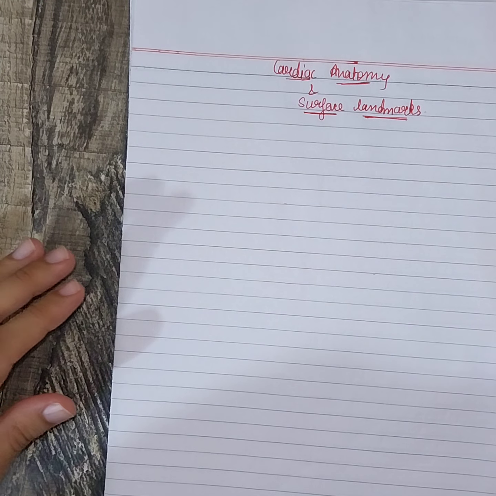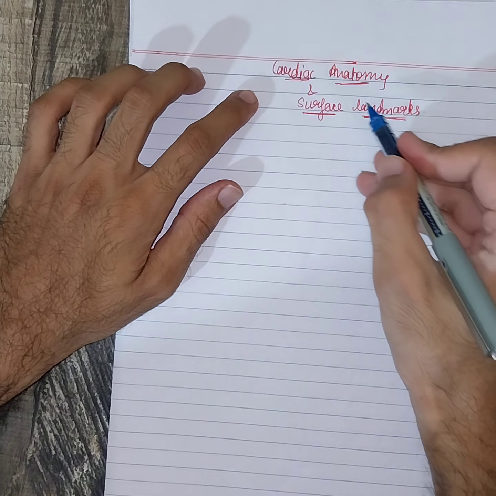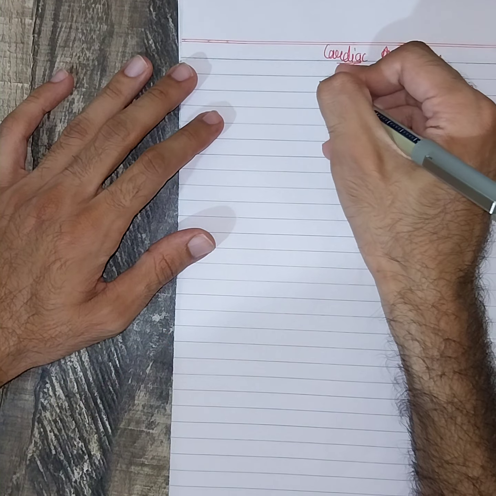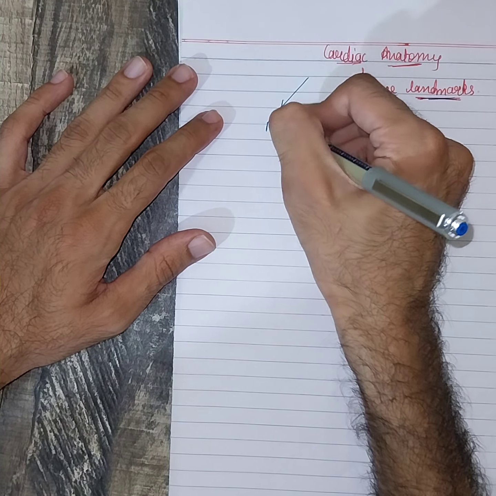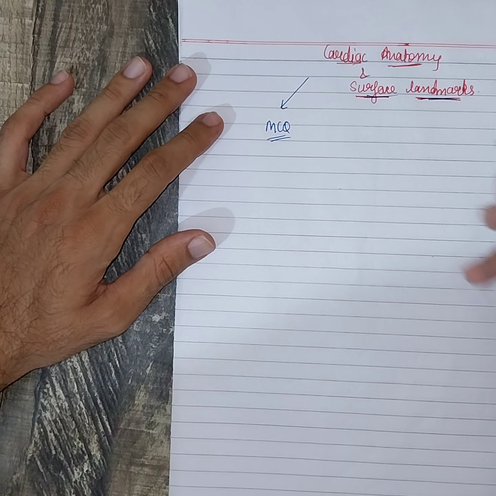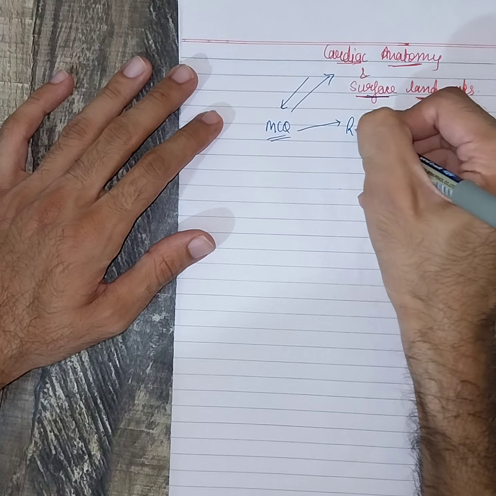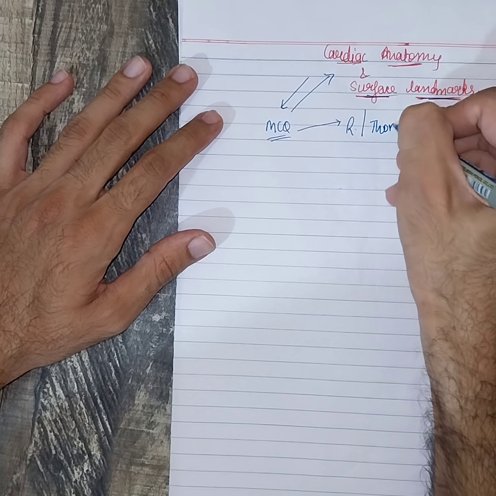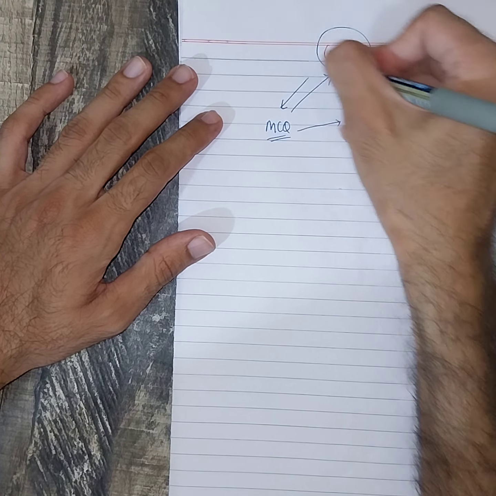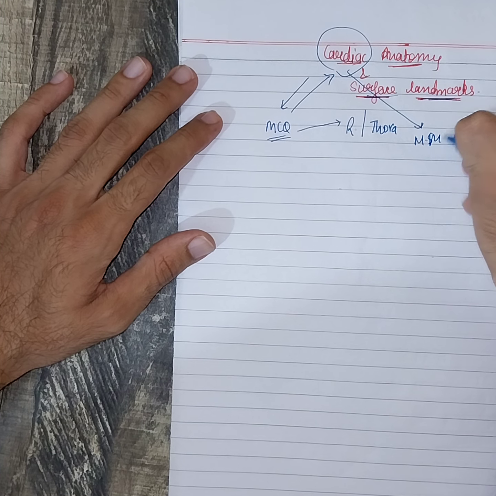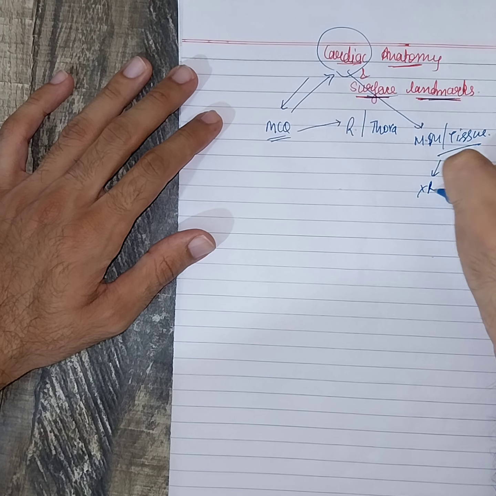Hello guys, in this video we are going to discuss cardiac anatomy and its surface landmarks. It is very important, and it is commonly seen that in MCQs they never ask you the direct question about the cardiac anatomy. They always ask you about its relationship with the thorax and the orientation of the major cardiac muscle, which is oriented when we see it in a plain X-ray or cardiac radiography.